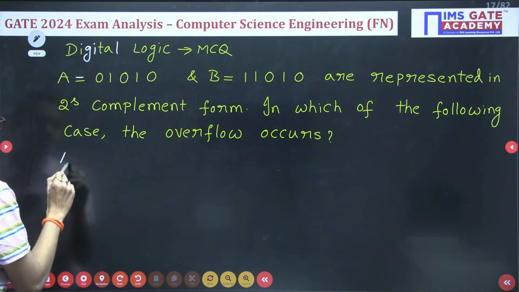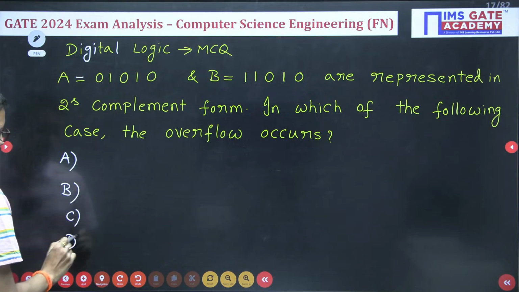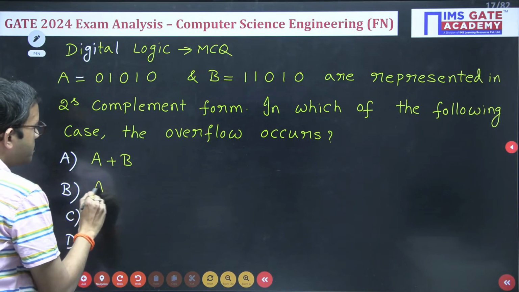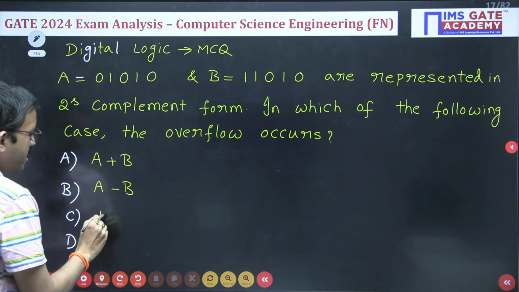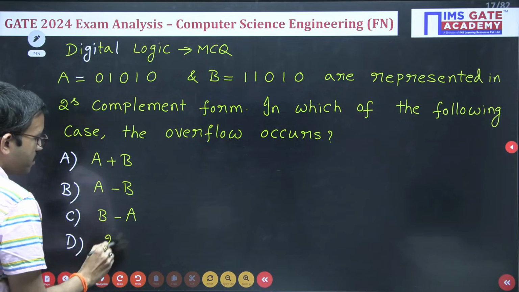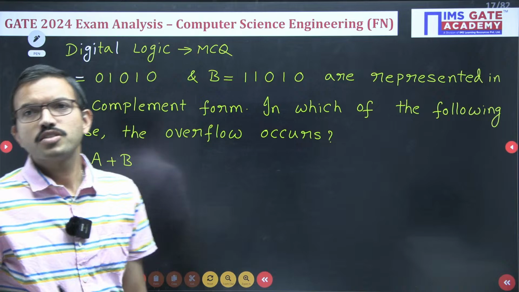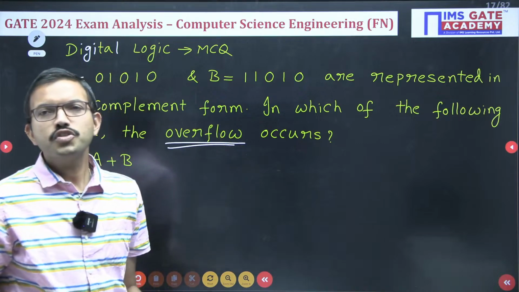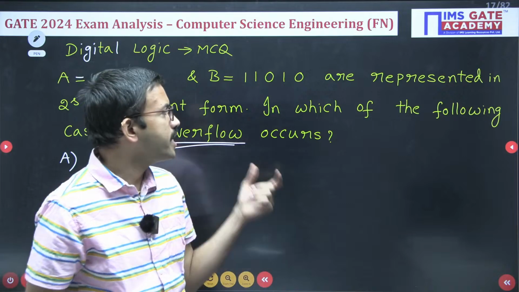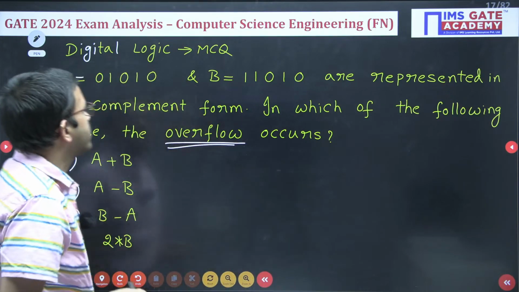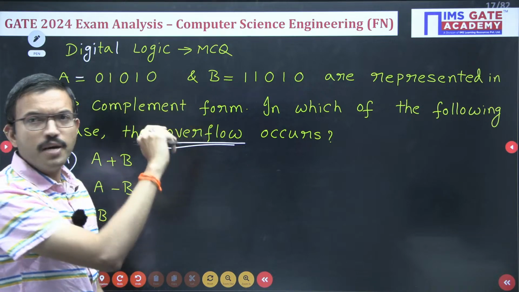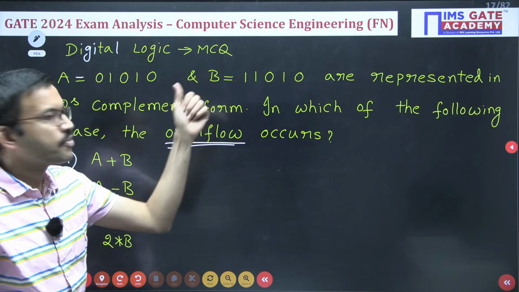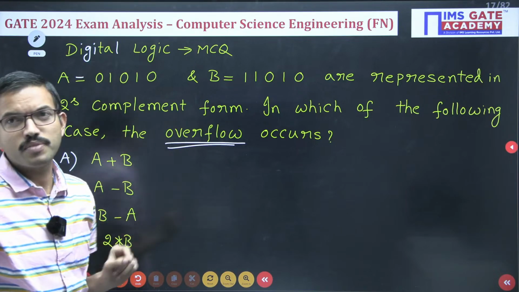So they have given 4 choices, you have to choose the correct one. Option A, they have mentioned addition of two numbers a and b, that is a plus b, option B a minus b, option C b minus a, and option D 2 times b. So this is one of the most interesting questions, based on the concept of overflow. If you remember the range of the numbers in 2's complement form, you can easily answer this question. Here if you observe, both a and b are represented with the help of 5 bits. Both the numbers are represented in 2's complement form. This wording is very, very important.